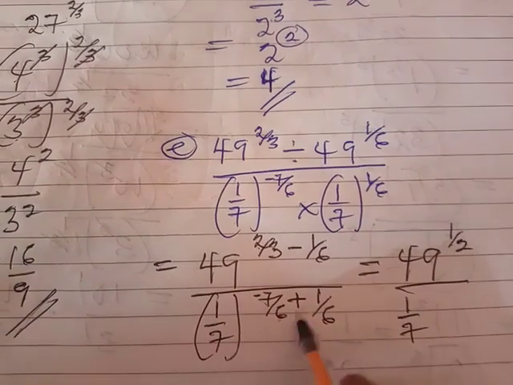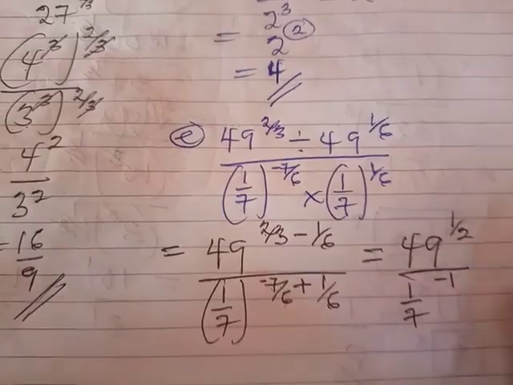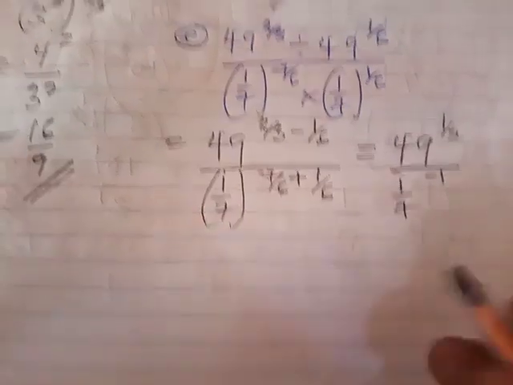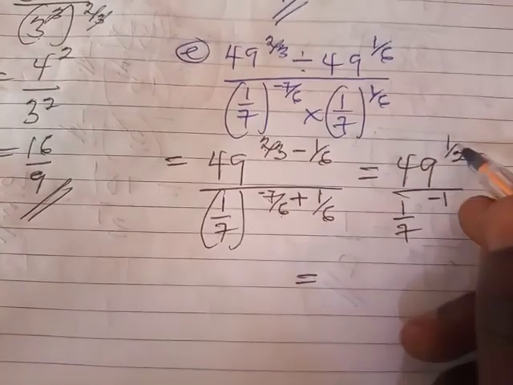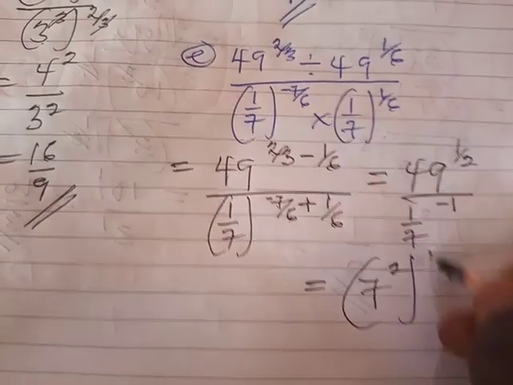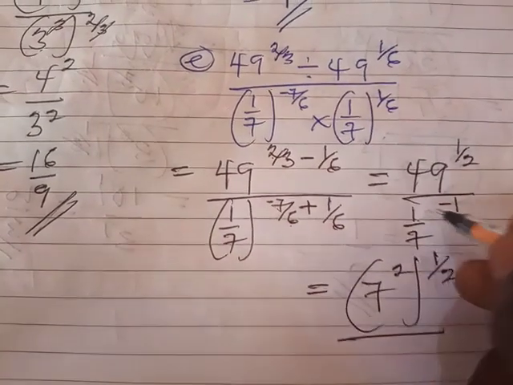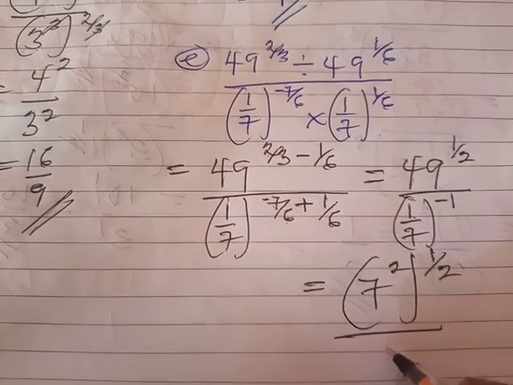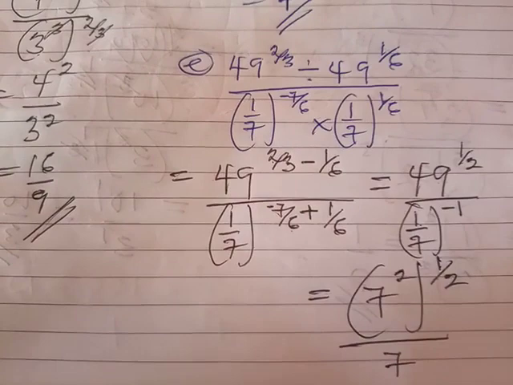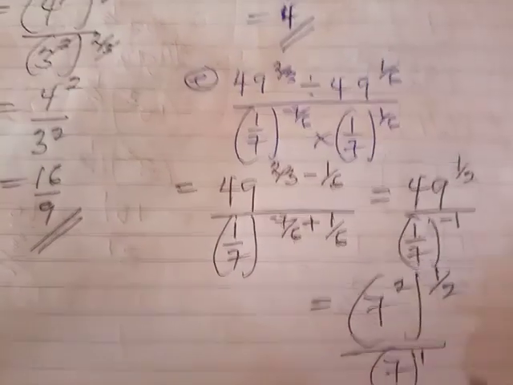And negative 7 over 6 plus 1 over 6, we get negative 1. Now 49 exponent half: 49 can be written as 7 squared. And 1 over 7 exponent negative 1 can be written as 7, because when you reciprocate, the index will change to positive.